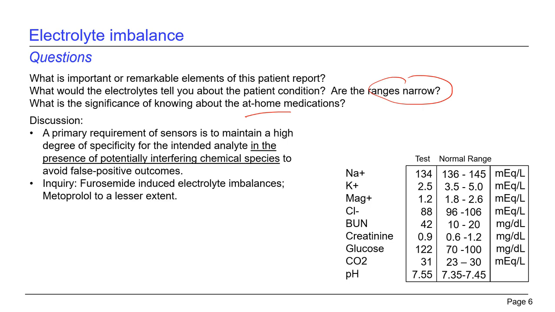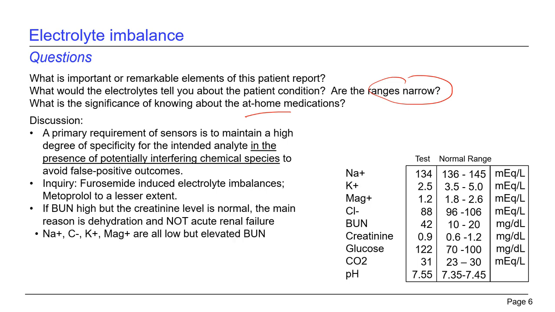So the inquiry is, for instance, the furosemide-induced electrolyte imbalances, and metoprolol to a lesser extent. So these are important things to know. If the blood urea nitrogen is high but the creatinine level is low, the main reason is dehydration, not acute renal failure. If it's acute renal failure, you're going to have both high creatinine and high BUN. So the ratio is normal, but the levels are high, and that might be indicative of renal failure.